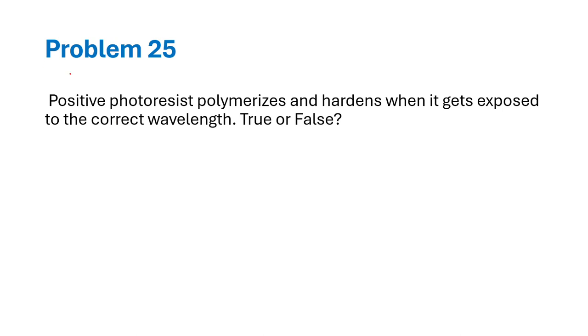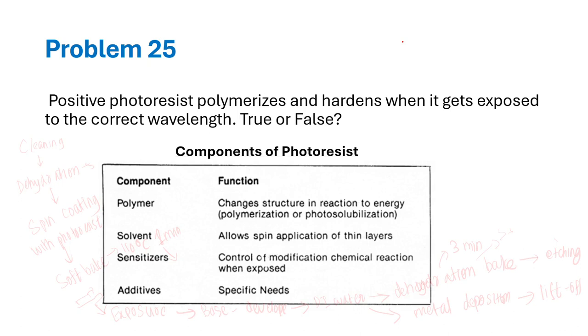Next. So next problem is problem 25. Positive photoresist polymerizes and hardens when it gets exposed to the correct wavelength. True or false? False. Yes. So it is false. So negative resist is what polymerizes and hardens.